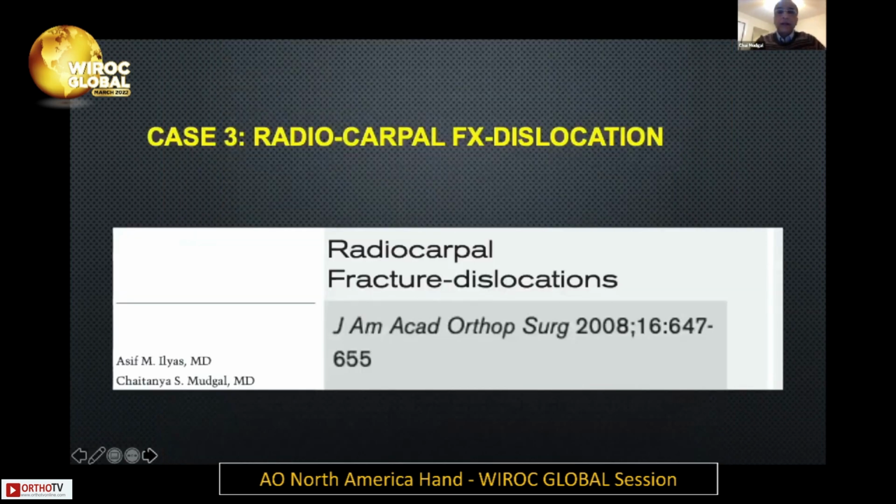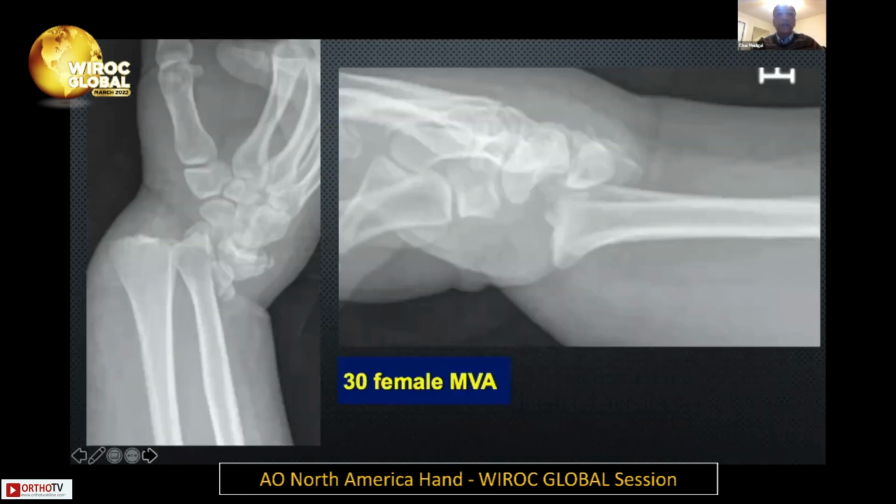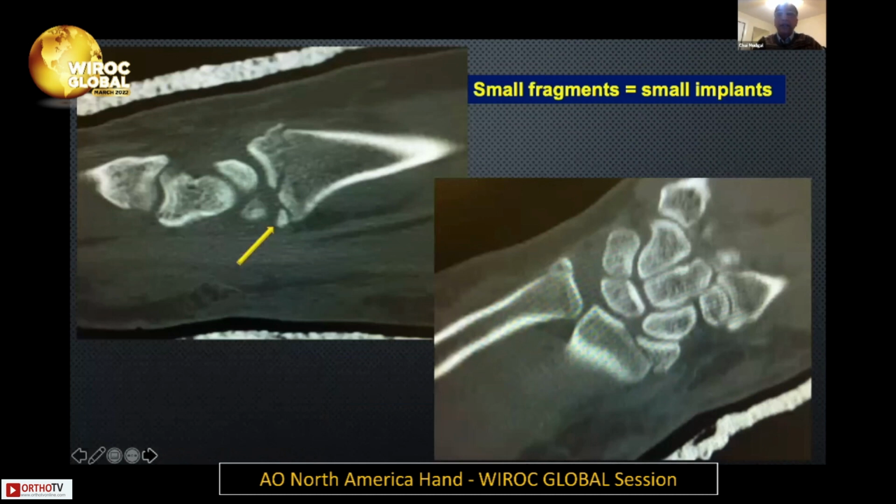This case highlights how to manage radiocarpal fracture dislocations, which usually consist of very, very small fragments. Here's someone who was involved in an MVA. And if you look at these x-rays, you don't get a sense that the lunate facet is involved at all until you get a CT scan, thereby highlighting my point that getting a CT scan is critical in these fractures, if at all possible. So you look at these fragments and you can see a dorsal radial fragment, you can see a radial styloid fragment, as well as a lunate facet fragment.